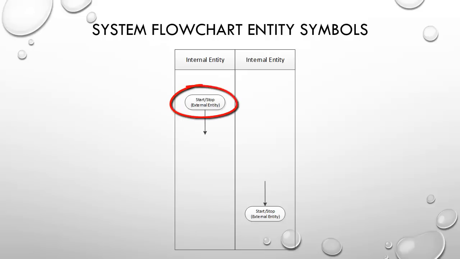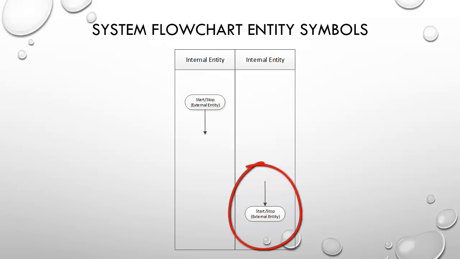External entities will be represented with this pill-shaped symbol. Notice that it's labeled as a start-stop symbol. This is appropriate given that external entities provide or receive all inputs or outputs to our process, so they serve as beginning and end points. Our process should begin with receiving something from an external entity and end with us sending something to an external entity. We'll also use this symbol to initiate time-triggered processes, such as those that begin, say, "at the end of the day," or "every morning."